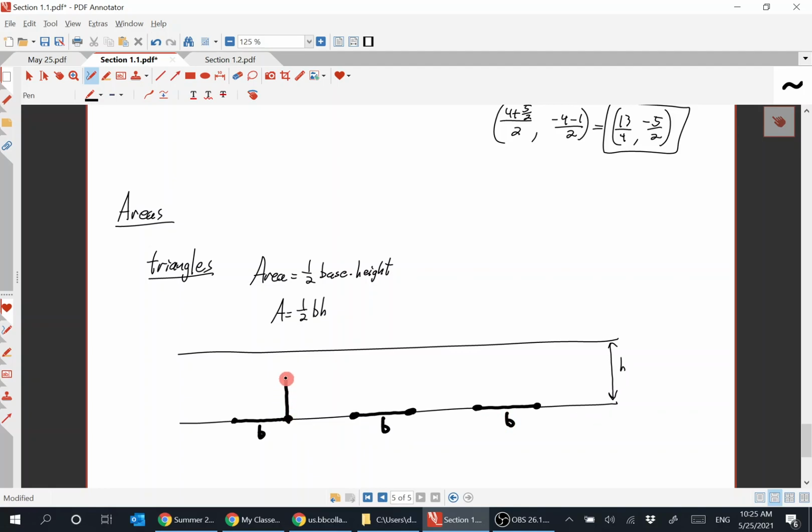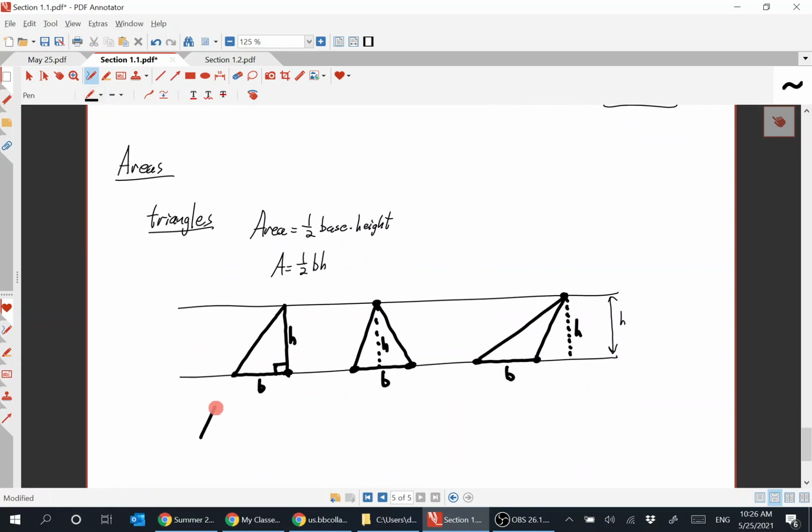Now, if I had a right triangle, then the base would be b, and the height would be the length of the other leg, and the area would be 1/2 the base times the height. But any other triangle whose third point is on that second parallel line also has height h. So all of these triangles have the same area.